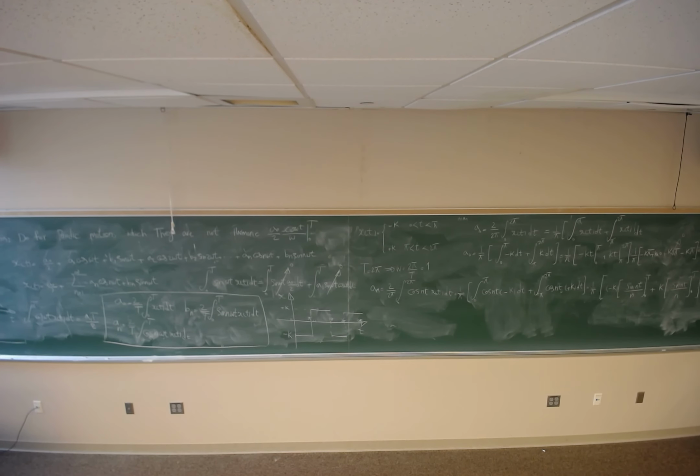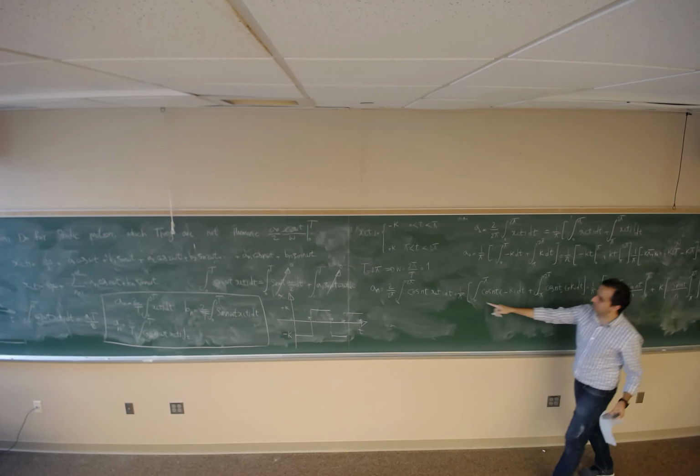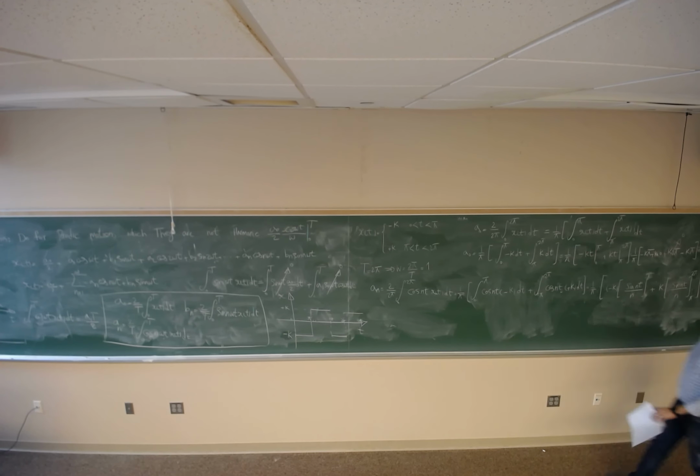Why did it go back to being 0 to t in the evaluation? It should be pi. Thank you. Pi. Yes. And pi to 2 pi. Because the period of integration is 0 to pi and pi to 2 pi.